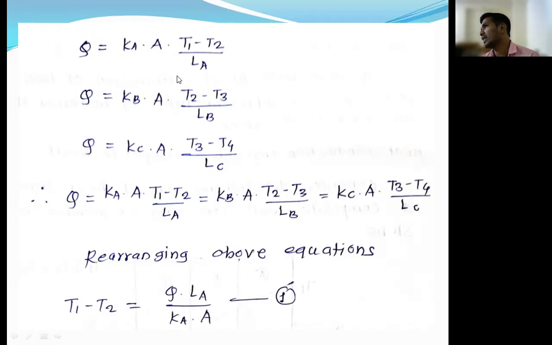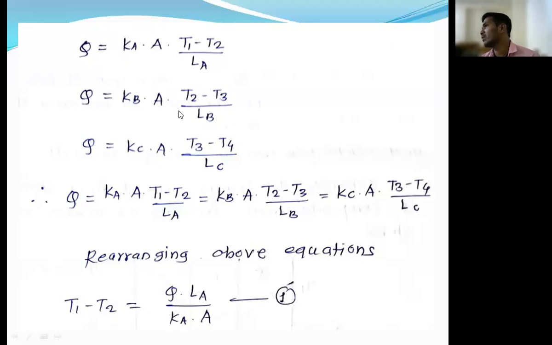So for this we have to write down the equation for T1 minus T2. So from this equation, what is the value of T1 minus T2? T1 minus T2 is equal to what? Q into LA divided by, in the denominator, K into A. Okay. So write down the equation. Rearranging the above equations, T1 minus T2 is equal to Q into LA divided by K into A. This is equation number 1. Similarly, we have to write down the equation for T2 minus T3, and similarly the equation for T3 minus T4.